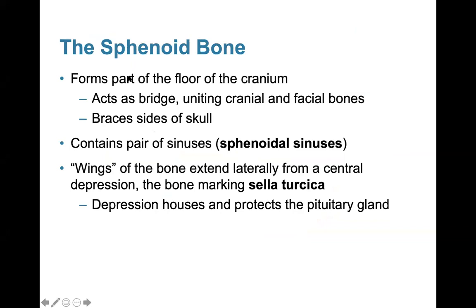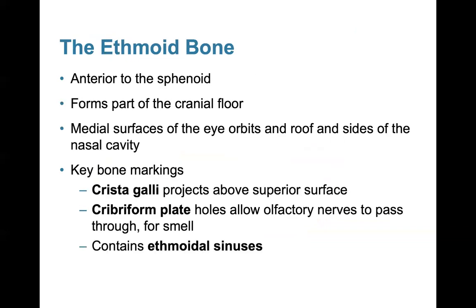The sphenoid bone forms part of the floor of the cranium. It acts as a bridge uniting the cranial and facial bones. It braces sides of the skull. It contains a pair of sinuses referred to as the sphenoidal sinuses. The wings of the bone extend laterally from the central depression, the bone marking the sella turcica. This is actually a bone marking that will house the pituitary gland.